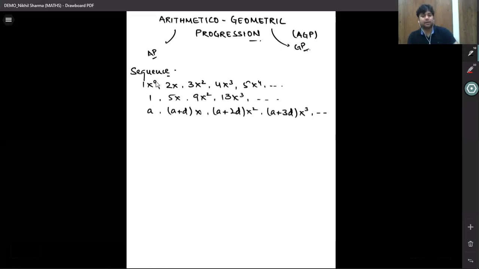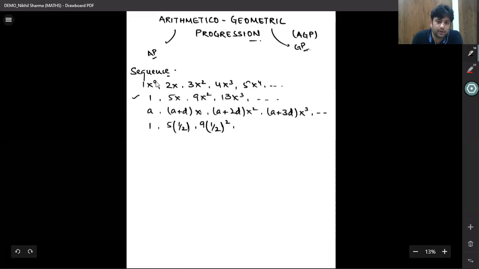You would be wondering that sir is always writing x, x squared, x cubed. No issues. You can take any value for x. All right. So if I take in this example itself, 1, 5 times 1 by 2, 9 times 1 by 2 whole squared, 13 times 1 by 2 whole cubed, this would also represent an AGP. I hope all the examples are very clear to you.